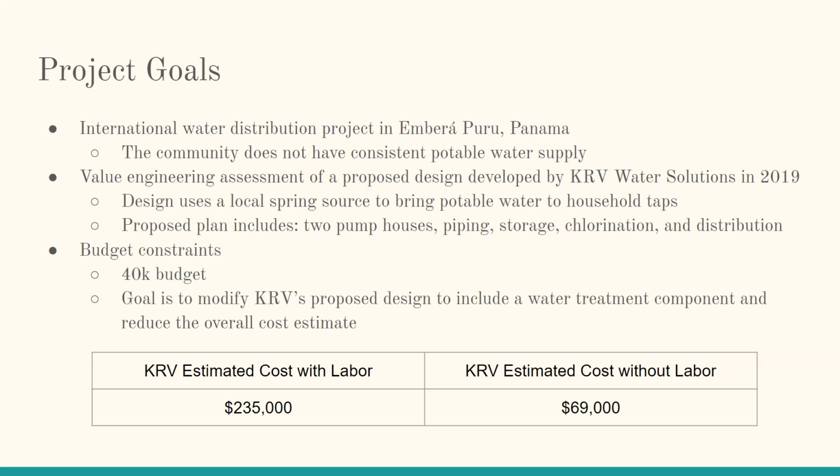So when they received the project, their main goal was just to get water to households. And then we were given this project and asked to take their design and modify it to fit the new budget constraint, which is $40,000. And we were notified of this by Footprint Possibilities. So KRV's previous design, their cost without labor was $69,000, and our goal is to reduce that.